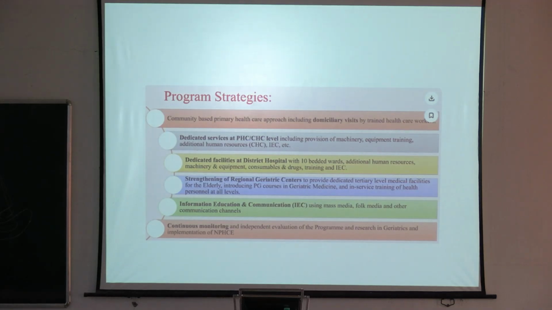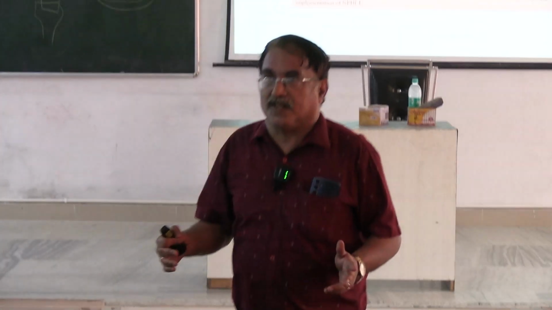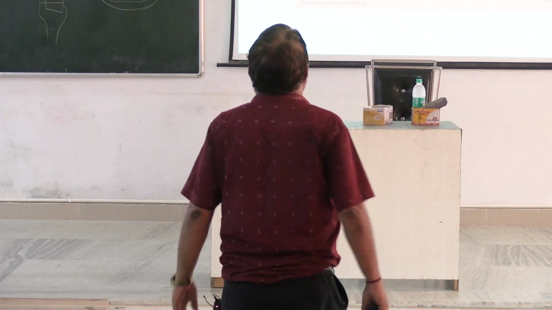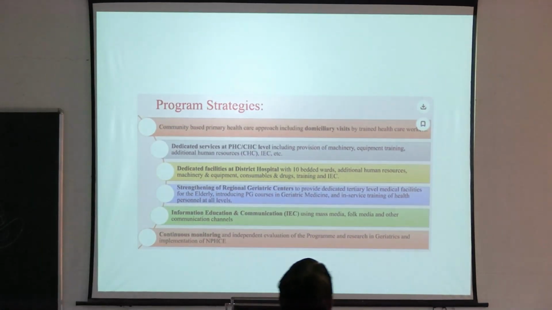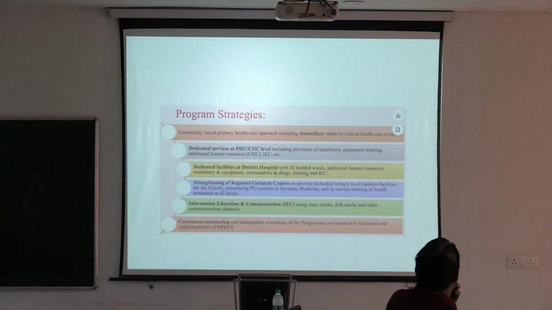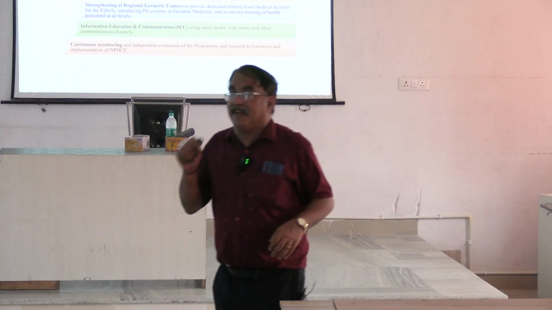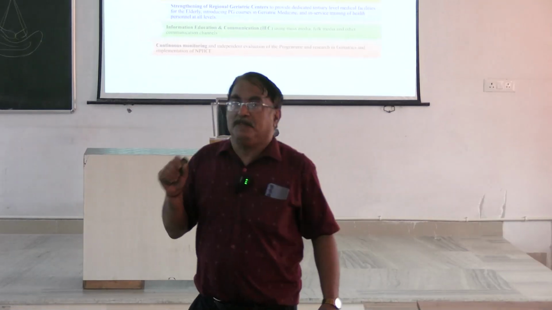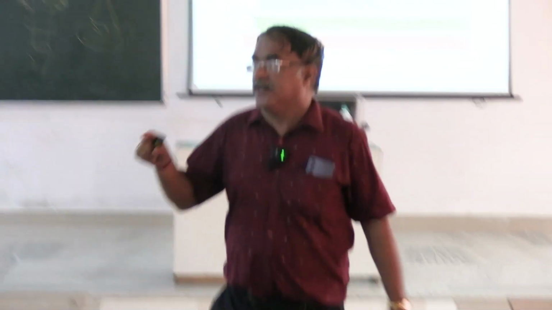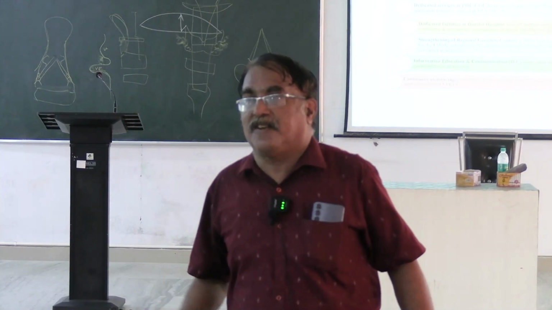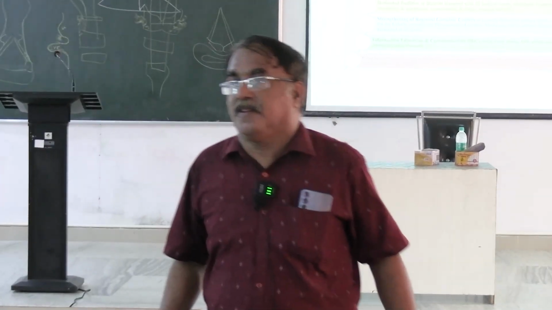So what does the patient get at what levels? What does he get at the PHC level? At the CHC level? At the district or taluk hospital level? We'll look into that. First is community-based health, which includes domiciliary health visits by a trained health nurse. Now remember, domiciliary visits by a trained health nurse. This is very important. What is the meaning of domiciliary?